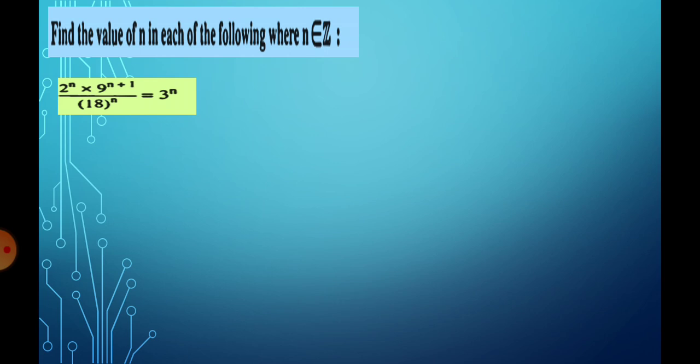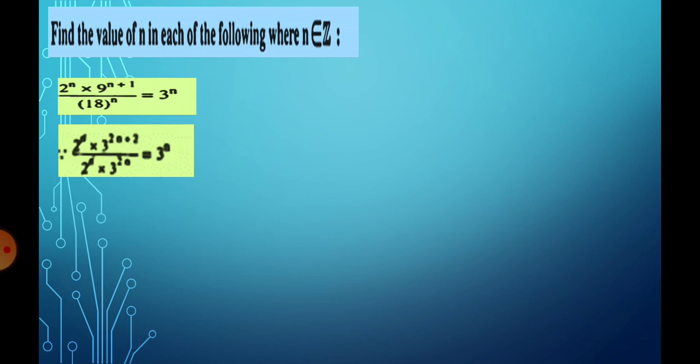If 2 to the power n times 9 to the power n plus 1 over 18 to the power n equals 3 to the power n. First, we find the simplest form of the left hand side. 2 to the power n stays 2 to the power n. 9 means 3 to the power 2. 18 means 2 to the power 2 times 3 to the power 2. Then we can write it in the form 2 to the power n times 3 to the power 2n plus 2 over 2 to the power n times 3 to the power 2n.